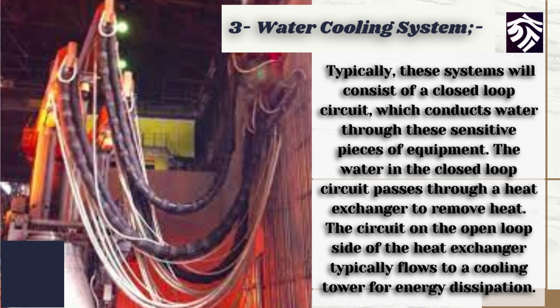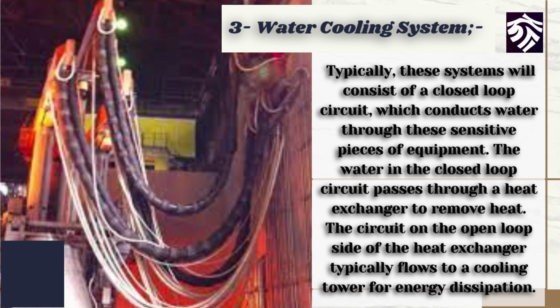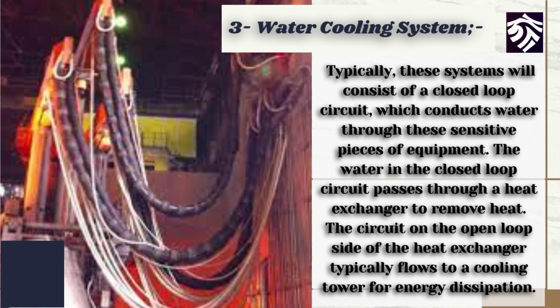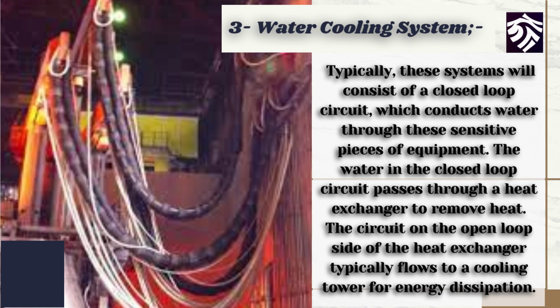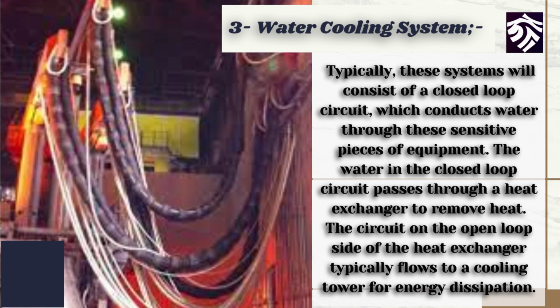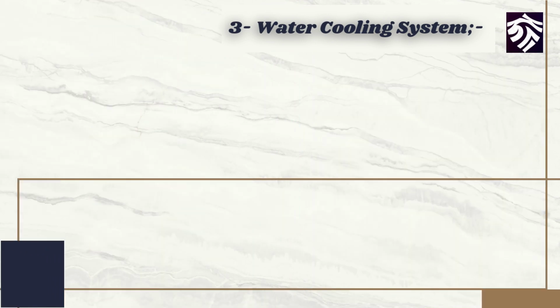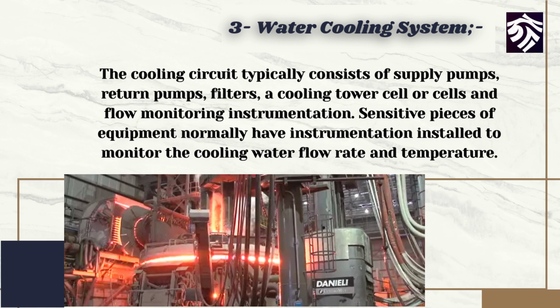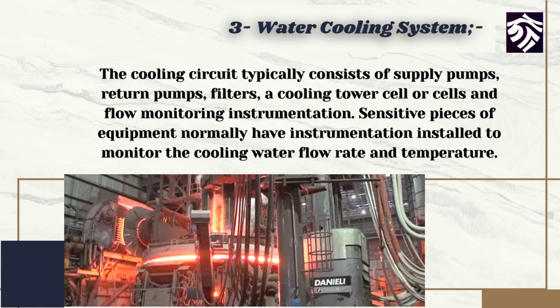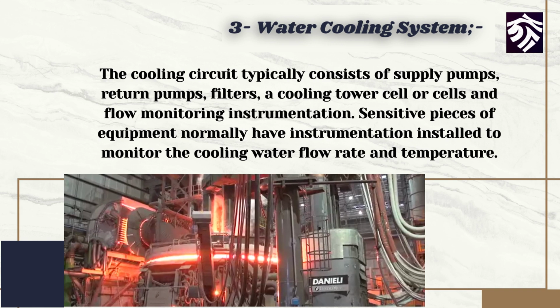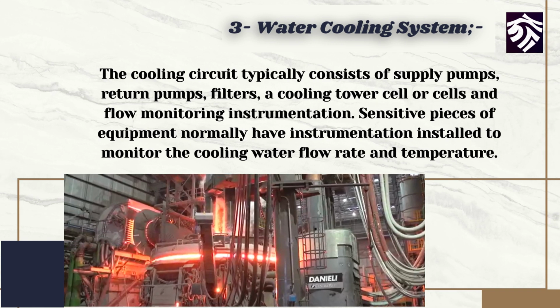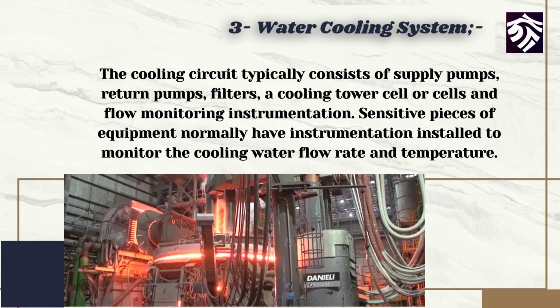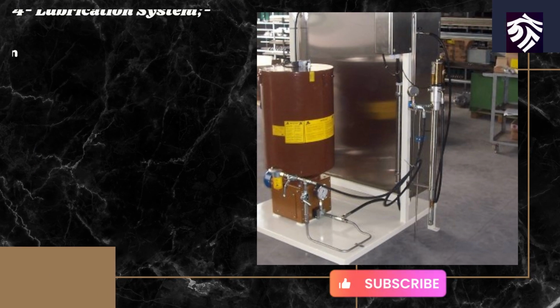Typically, these systems will consist of a closed-loop circuit, which conducts water through these sensitive pieces of equipment. The water in the closed-loop circuit passes through a heat exchanger to remove heat. The circuit on the open-loop side of the heat exchanger typically flows to a cooling tower for energy dissipation. The cooling circuit typically consists of supply pumps, return pumps, filters, a cooling tower cell or cells, and flow monitoring instrumentation. Sensitive pieces of equipment normally have instrumentation installed to monitor the cooling water flow rate and temperature.